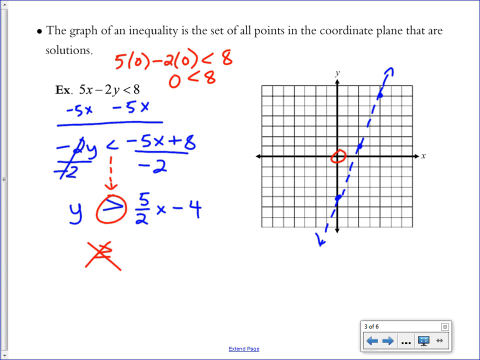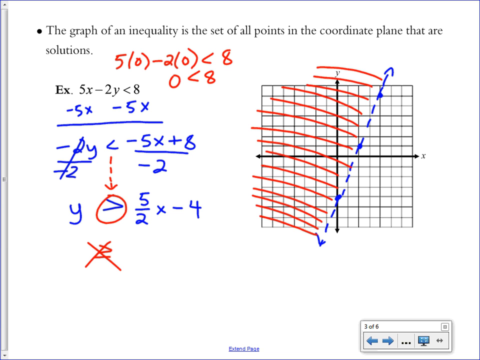Check if it's true. Sure enough, 0 is less than 8, and that means that 0, 0 is part of the solution set. So if 0, 0 is part of the solution set, then the direction that I want to shade is towards 0, 0. Everything on this side of the dotted line is a solution to the inequality. So I am shading in the half plane that represents the solution set. So when you shade, try to do it neatly to show that every point that's kind of to the left of this boundary line here is a solution to this inequality.